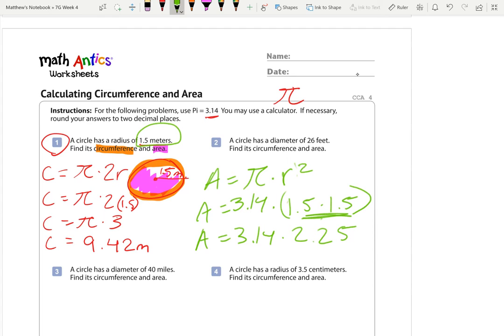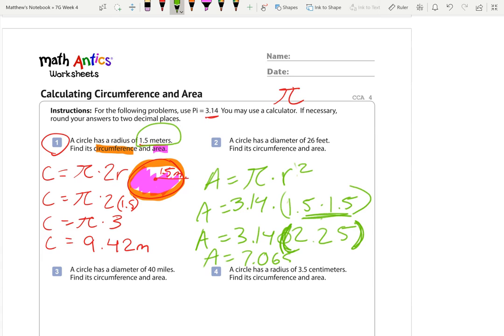All right, my final step here, multiplying these together. And notice I use a dot here for multiplication. You can use parentheses if you so choose. You could even use the multiplication symbol, but we try to get away from that as much as we can in algebra here. All right, the area equals 3.14 multiplied by 2.25. That gives me 7.065.